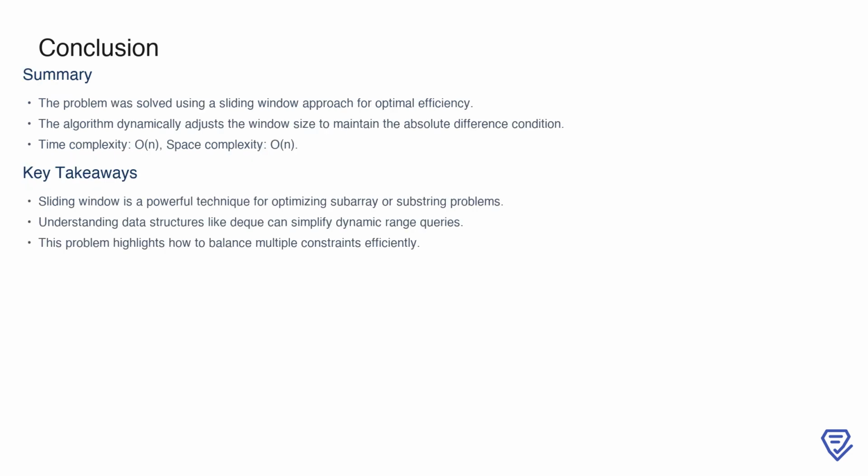Great job! In this session, we learned how to solve the longest continuous subarray with absolute diff less than or equal to limit using a sliding window approach. We discussed time and space complexities and explored key takeaways, including the importance of sliding window techniques and dynamic range management.